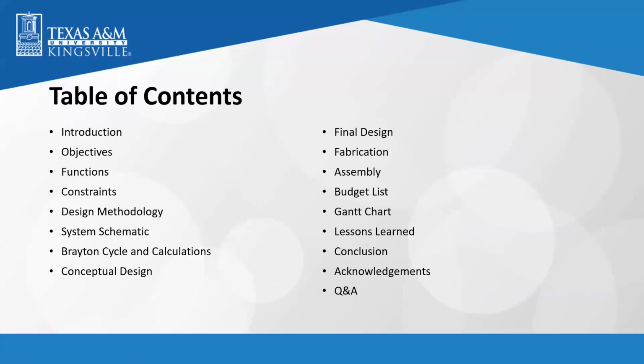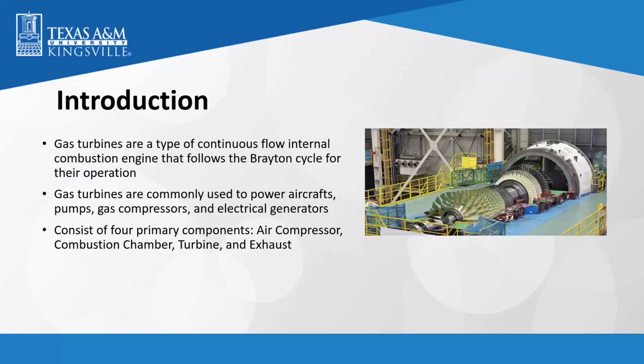Just a quick run through of our table of contents. We're going to go over our objectives, functions, constraints, the design methodology that we went through, system schematics, the Brayton cycle needed for calculations for this project, conceptual design, our final design, fabrication of the design, assembly, budget, Gantt chart, lessons learned, conclusion, and acknowledgements. Just a run through of everything that we went through in this project, and we'll explain it to y'all.